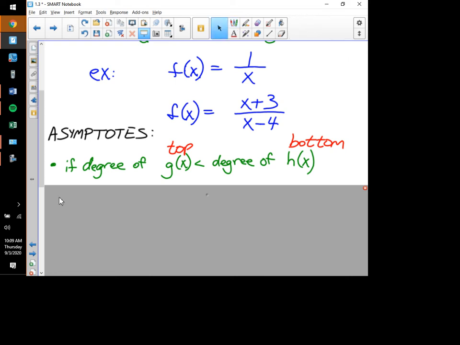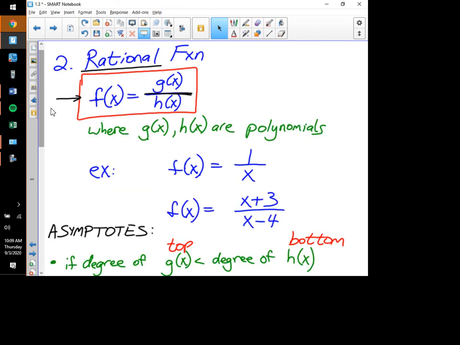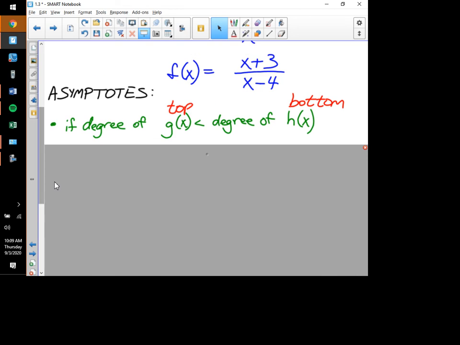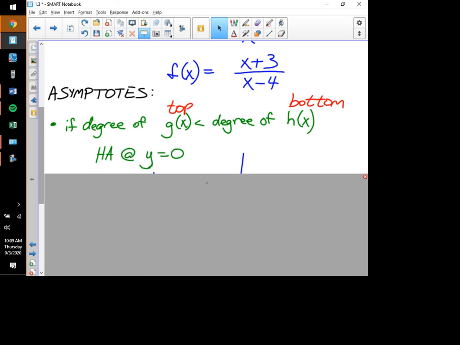Here we go. If the degree of g of x, which if you go back to our definition right here, g of x was our numerator, if the degree of your numerator, your top, is less than the degree of h of x, which is the bottom, so if the degree of the top is smaller than the degree of the bottom, we are always going to have a horizontal asymptote at the line y equals 0, otherwise known, I hope we remember here, as our x-axis.